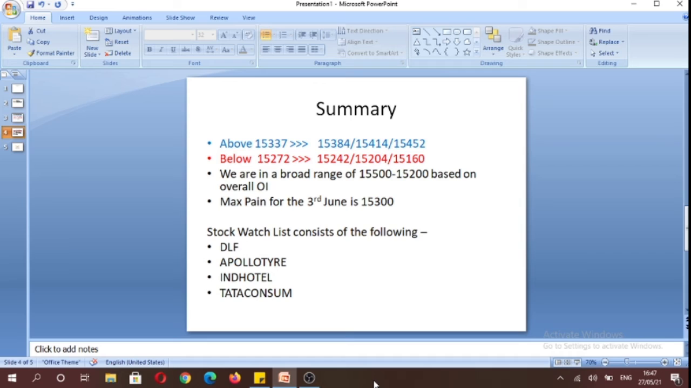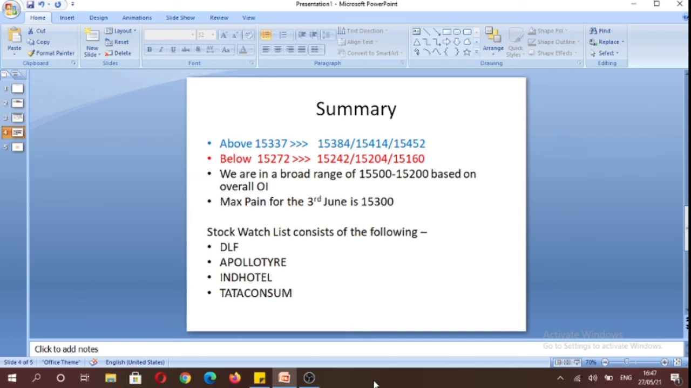Finally, I'd like to summarize that above 15,337 we can potentially trade towards 15,452 levels, and below 15,272 levels we can potentially trade towards 15,160 levels tomorrow. And broadly speaking, we're in a range of 15,500 to 15,200 based on the overall open interest data for the 3rd June weekly expiry contract, and the max pain is at 15,300.